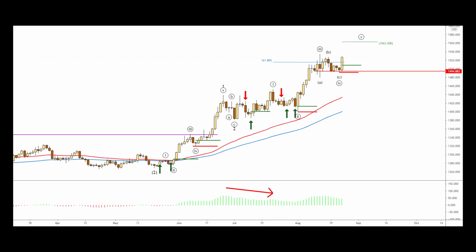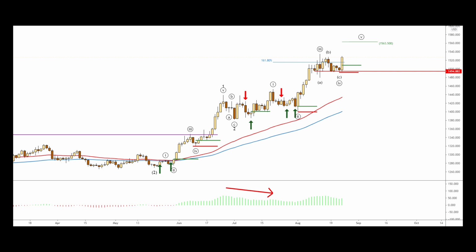Fifth cluster added at 1509 with stop at wave C low 1492. Target for the final minute wave 5 is 1563. If you remember at the beginning of the video, I told you that the higher degree Elliott Wave sequence is targeting 1562. So this is very close.